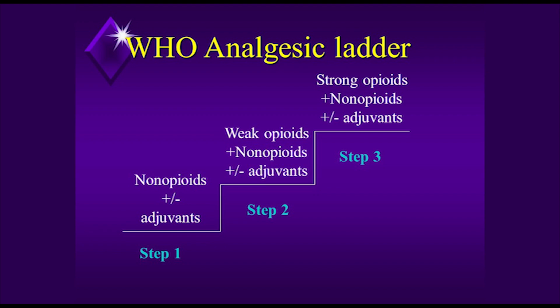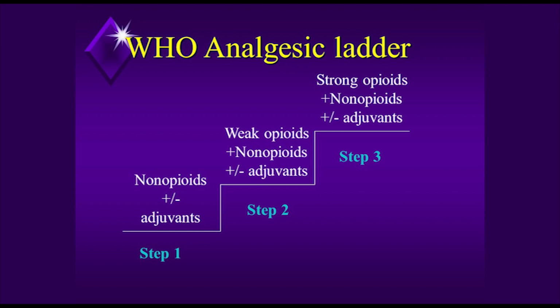So if you have mild pain, start with step 1. If you have moderate pain, start with step 2. If you have severe pain, step 3. It's a very sliding ladder. You can go up and down depending upon the severity of pain. Mind you, it's not about the stage of the disease. It's how severe the pain is. That's what decides which step you have to choose.